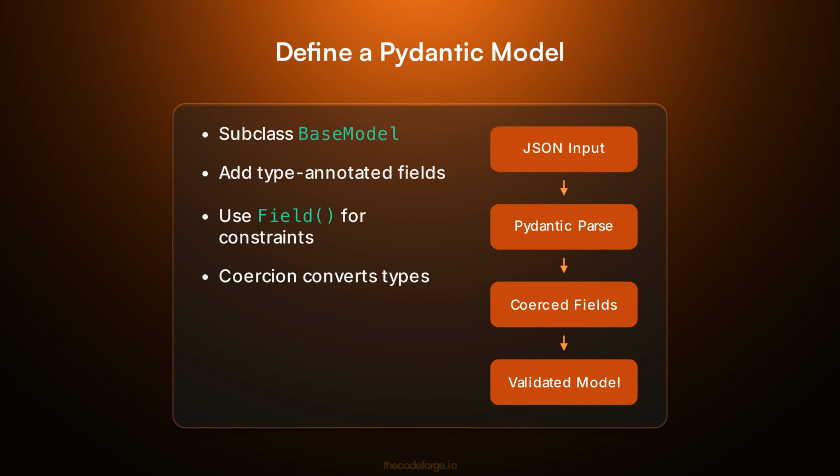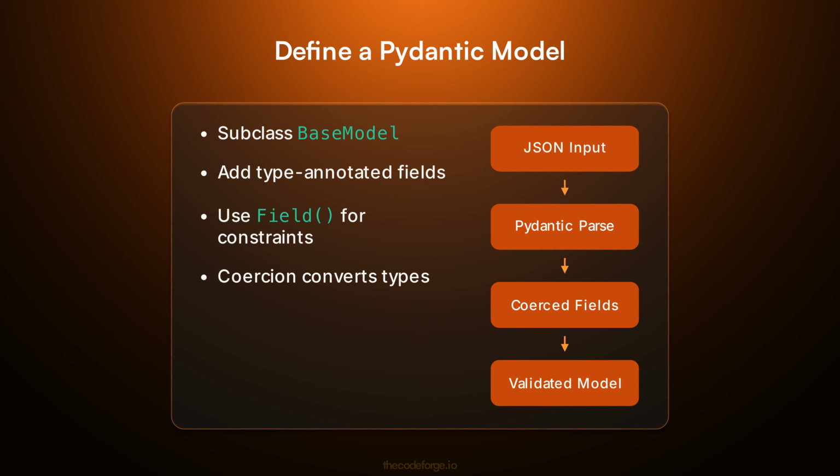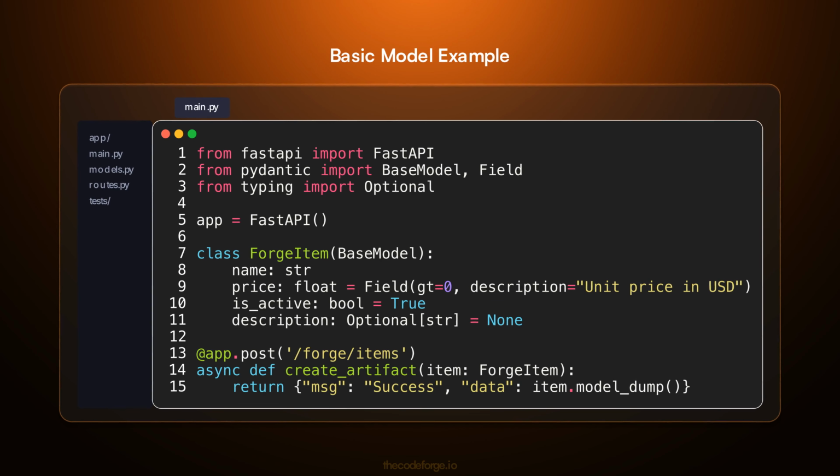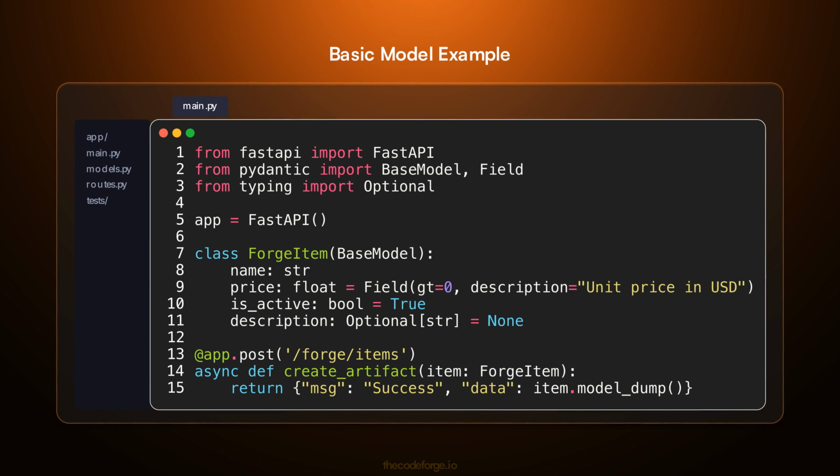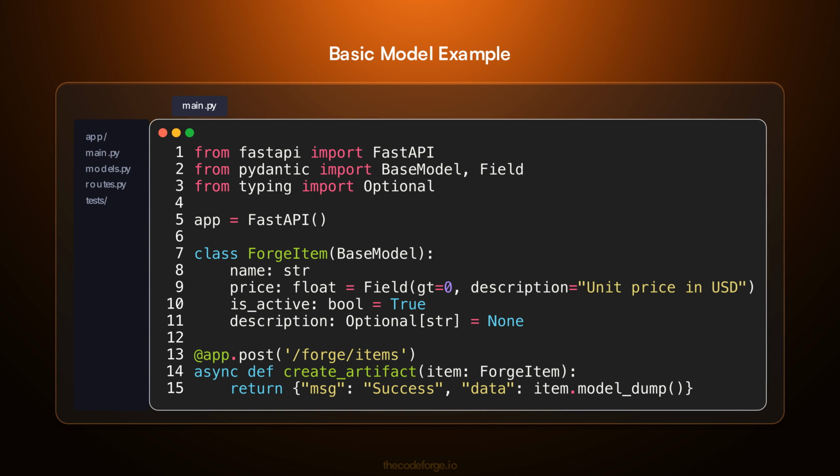Define a model by subclassing BaseModel and adding fields with type hints. Use Field to add constraints like gt=0. Pydantic automatically coerces compatible types, e.g., string "99.99", to float. Here's a basic Pydantic model, Item, with fields name, price, is_active, and description.